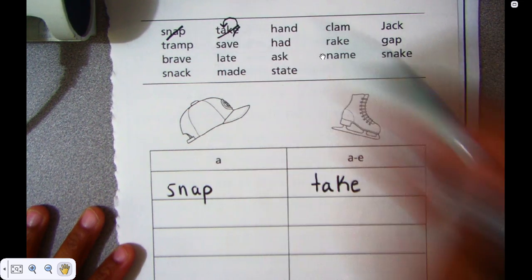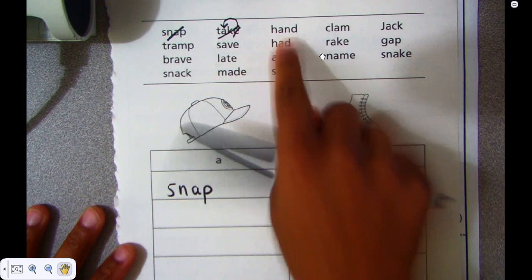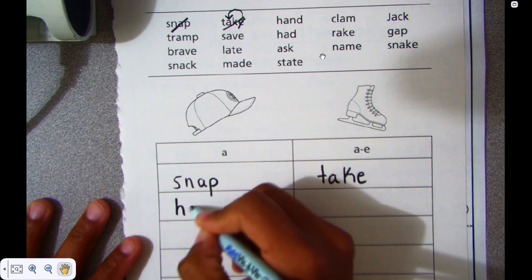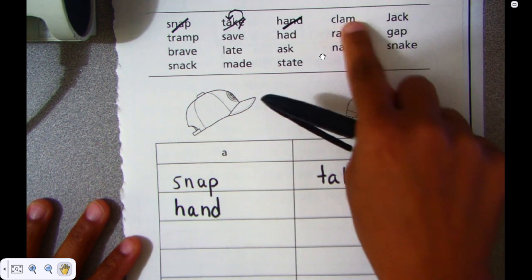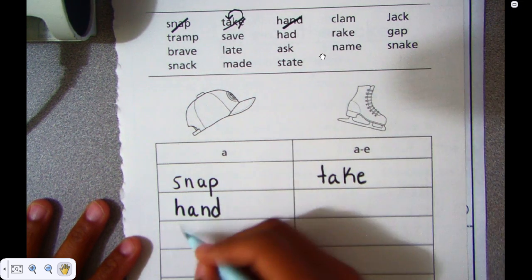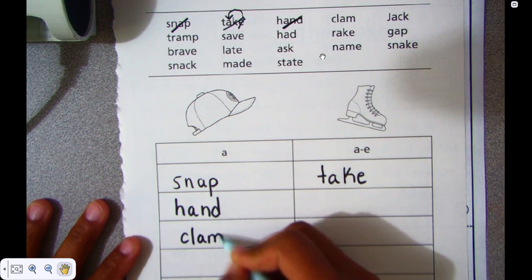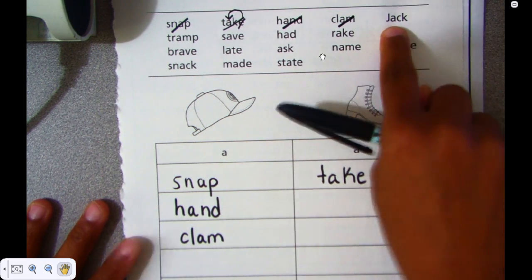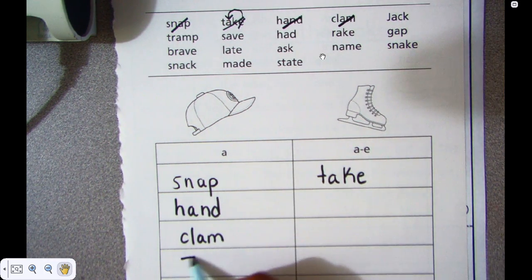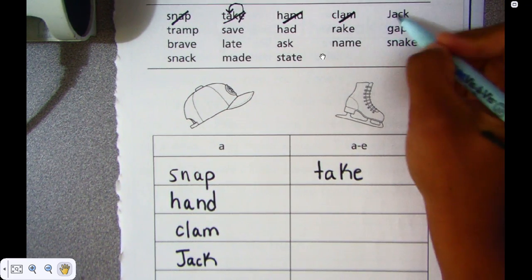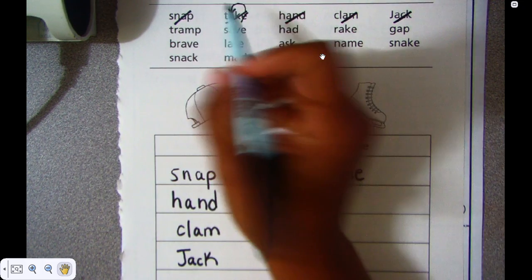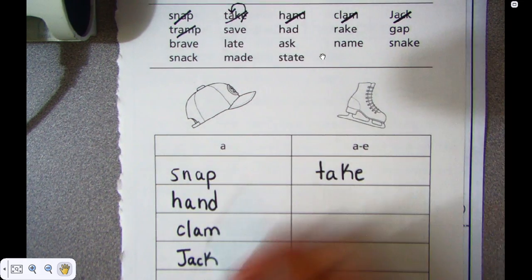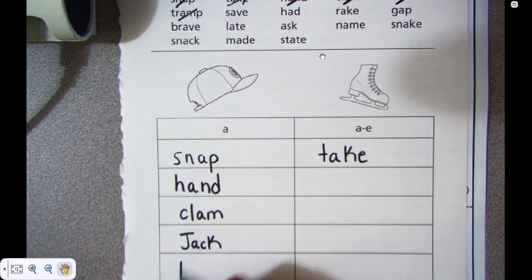And I can cross it off. Here I have hand. I can cross it off. Here, clam. And then here I have jack. So I have several in this first row that do not have that silent E pattern. So I'm going to come to the second row. I have the word tramp. So I can add that here.